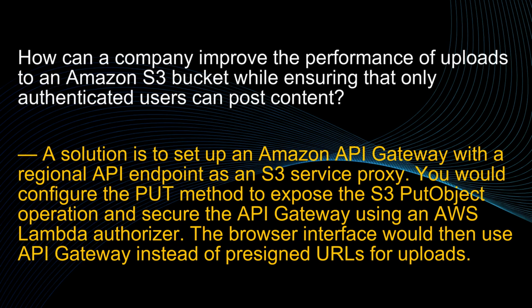How can a company improve the performance of uploads to an Amazon S3 bucket while ensuring that only authenticated users can post content? A solution is to set up an Amazon API Gateway with a regional API endpoint as an S3 service proxy. You would configure the PUT method to expose the S3 PutObject operation and secure the API Gateway using an AWS Lambda authorizer. The browser interface would then use API Gateway instead of pre-signed URLs for uploads.